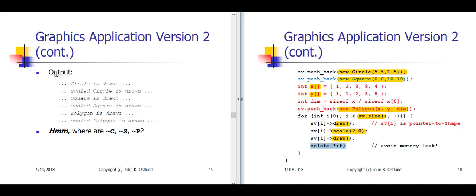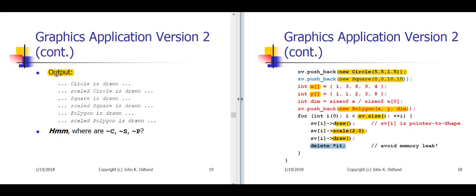On slide 19, we show the output that we see when we run this little program. A circle is drawn, and then a scaled circle is drawn, then a square is drawn, and a scaled square is drawn, and finally a polygon is drawn, and a scaled polygon is drawn, and at that point the program is over.